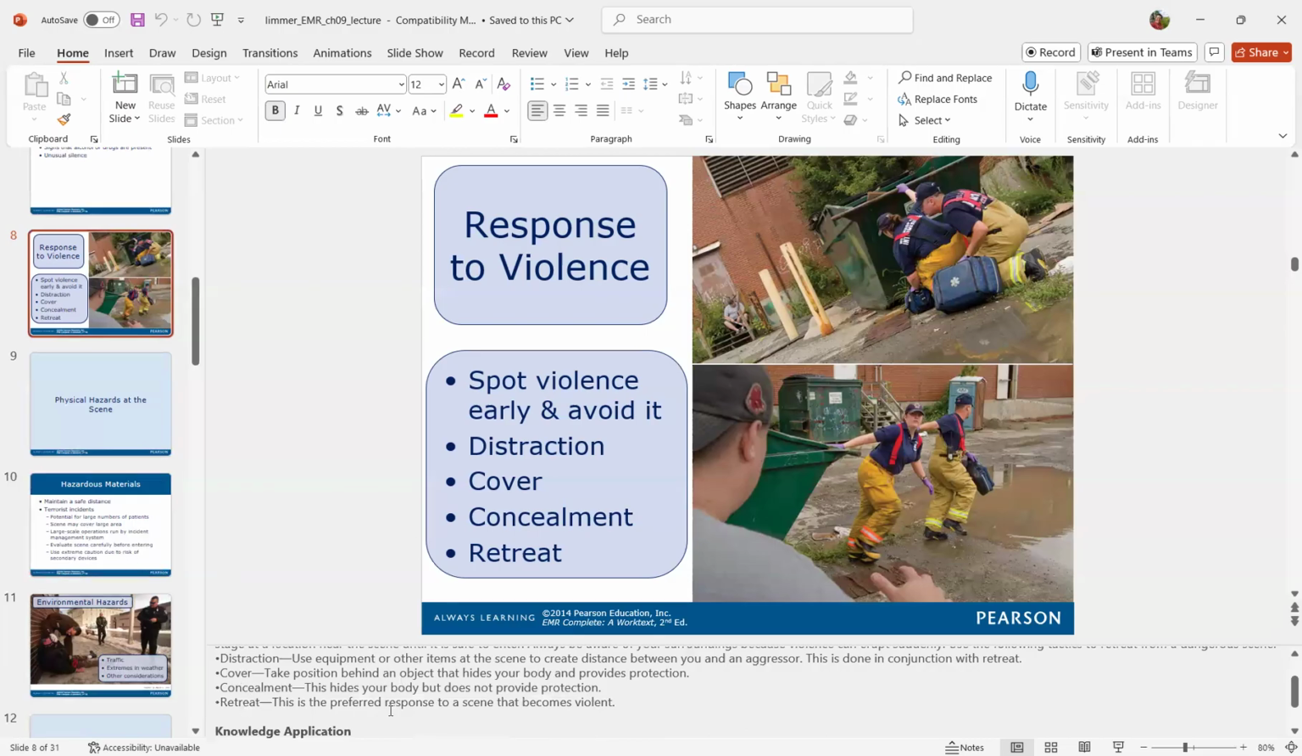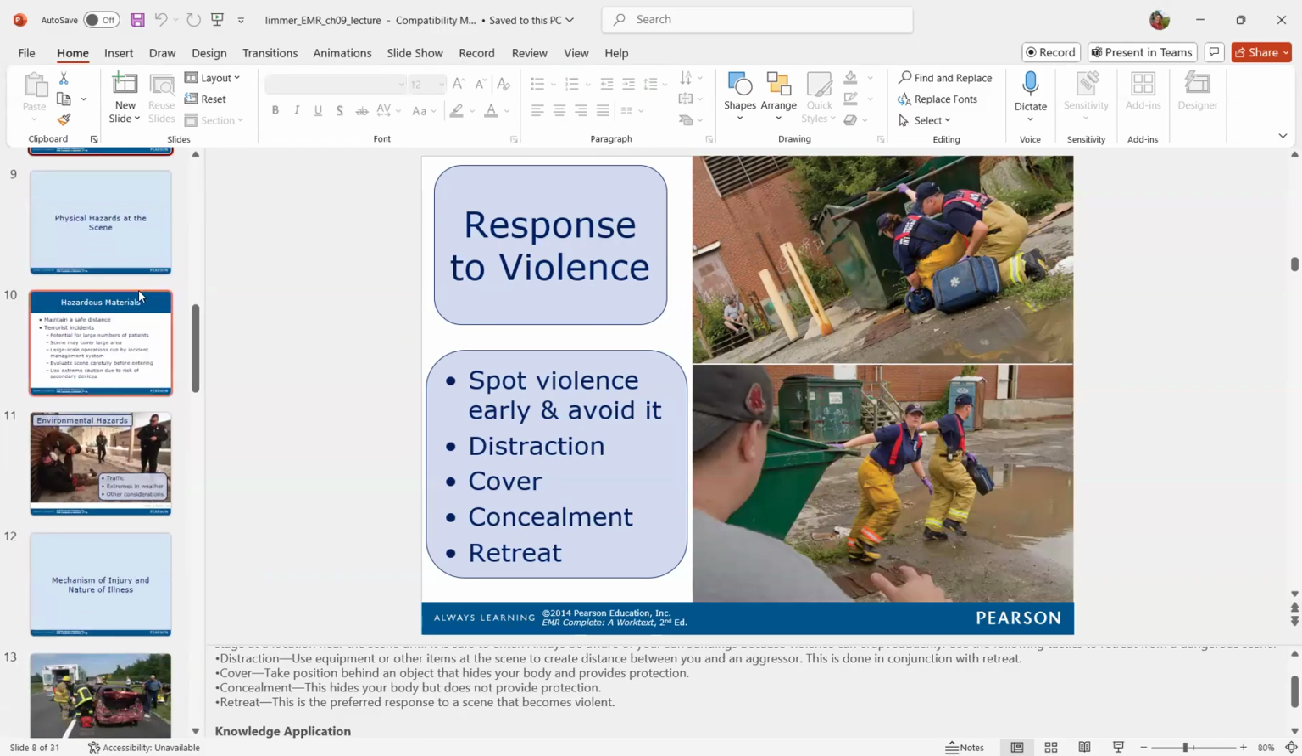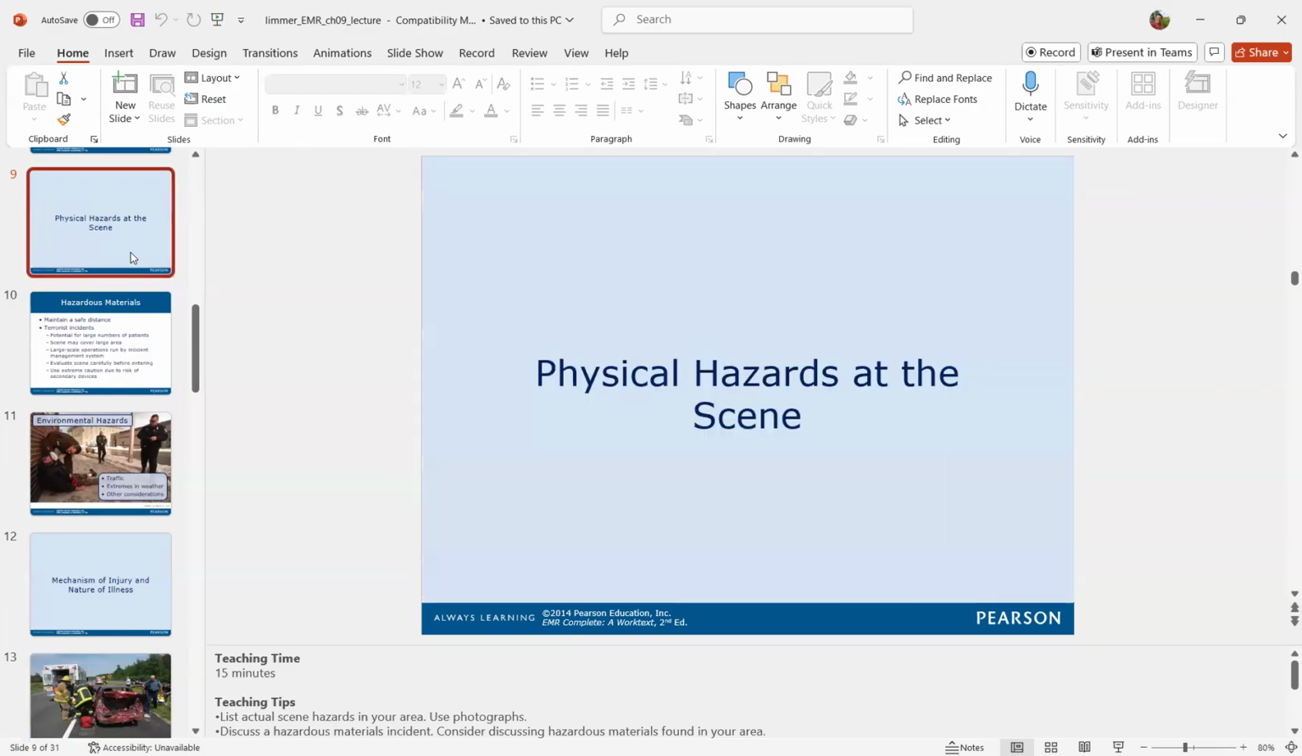And then we can retreat. This is the preferred response when things get violent, is run away. And it's fine. We can come back with more people in a little bit. Physical hazards at the scene.